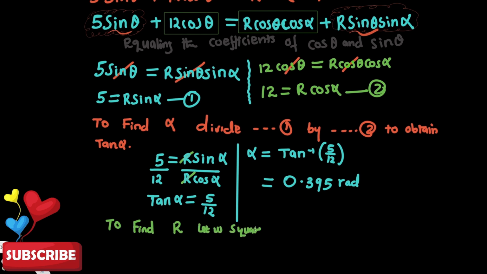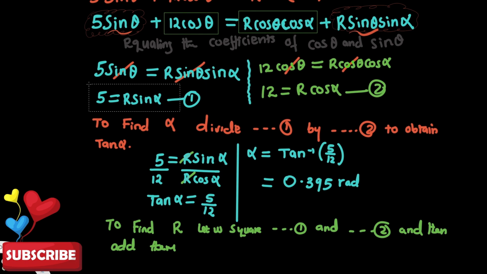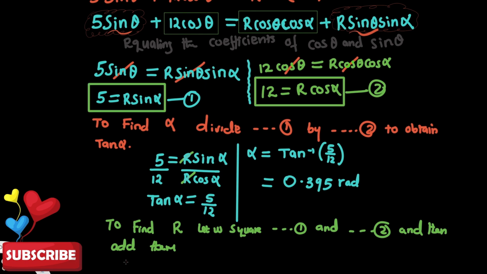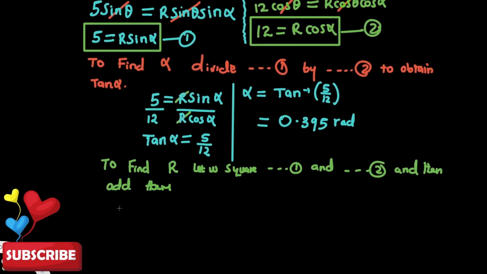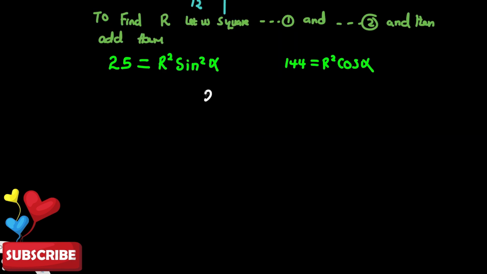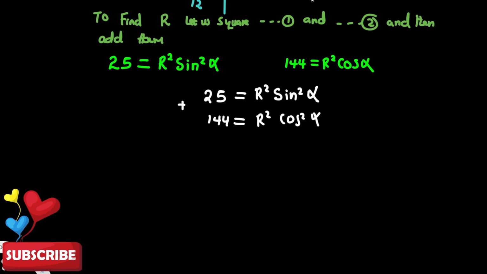And then we're supposed to find r. So we need to square the two equations and then add them, so that we can cancel the trigonometric function. This part and this part squared: if you square 5, it will be 25 r squared sine squared alpha, and if you square 12, you're going to get 144 r squared cos squared alpha. Then adding the two equations, we're going to get 169, right? Okay, 169 equals that.